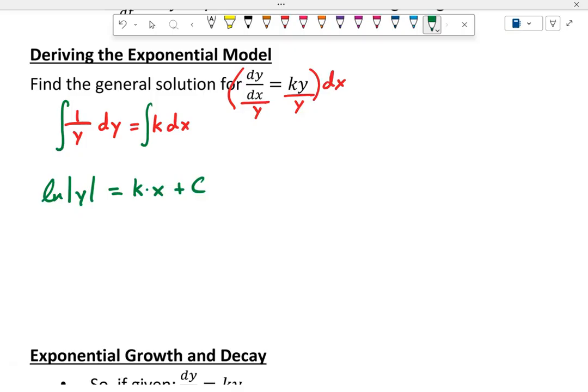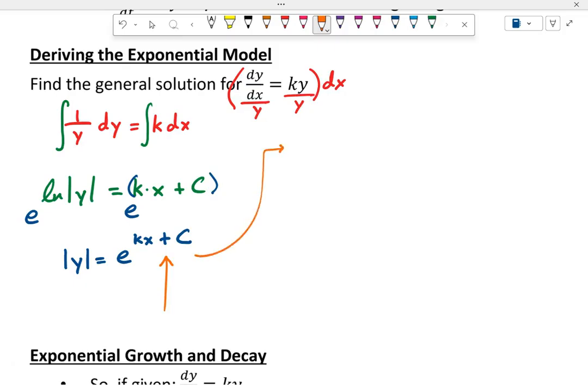So what do I do to each side? What's our base? e. So base e on both sides, and all this is in the power of e. So that's going to be the absolute value of y equals e to the kx plus c. But what have we seen? If we have an addition or subtraction in there, what can we do? Separate it. So let's go ahead and do that. So I have absolute value of y equals, and what would be our separation?